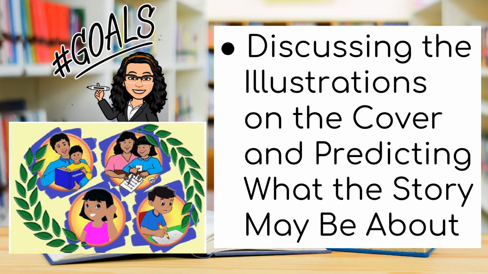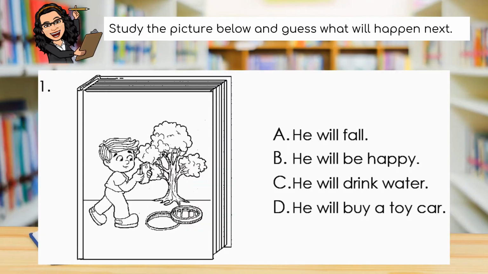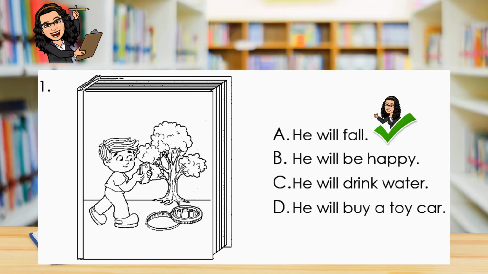Our next lesson for today is discussing the illustrations on the cover and predicting what the story may be about. Study the picture below and guess what will happen next. Number 1. What do you think will happen to the boy? A. He will fall. B. He will be happy. C. He will drink water. D. He will buy a toy car. The correct answer is A.